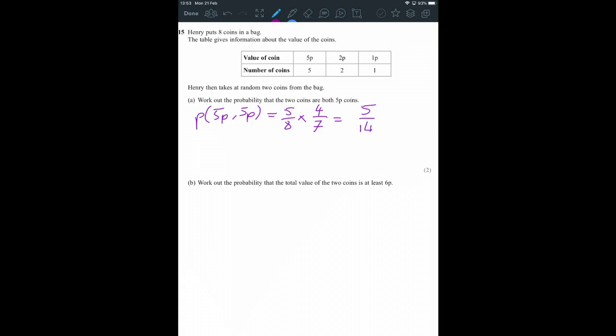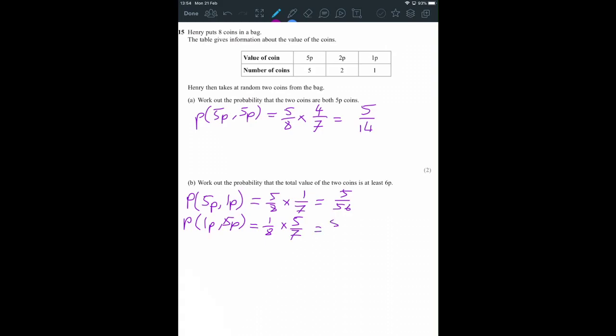Find the probability is at least 6p. Well, that seems quite challenging. There's a lot of possibilities in a 5p, 2p, 5p, 5p, or 5p, 1p. I've already done the 5p, 5p. So let's look at the others. So it could be 5p, 1p, or the other way round, 1p, 5p. These will both end up being the same. 5 out of 8. There's only 1 pence. So that's 1 out of 7. Other way round would have been 1 out of 8, 5 out of 7. Notice the numerators are just swapped over.